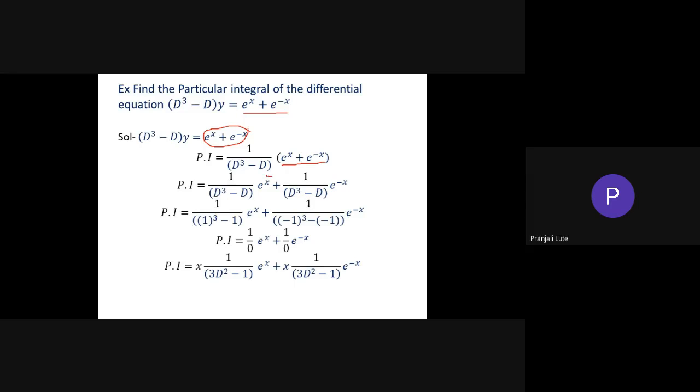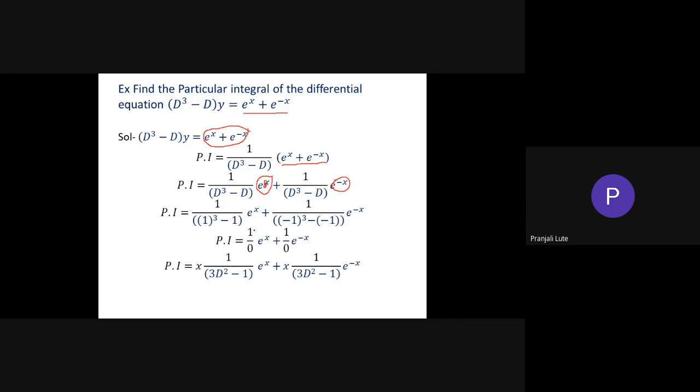So in here, what is a? Here a is 1, so replace D by a, D by 1. In second term, here a is minus 1, so replace D by minus 1. So 1 cube minus 1 into e to the power x plus 1 upon D is replaced by minus 1, so minus 1 cube minus D is replaced by minus 1.